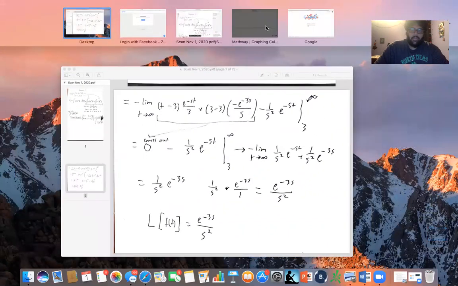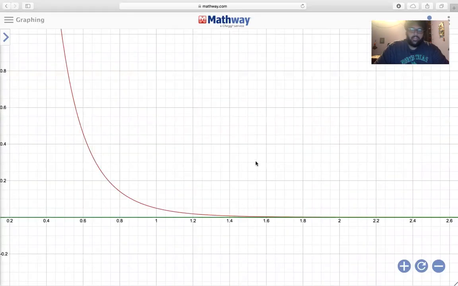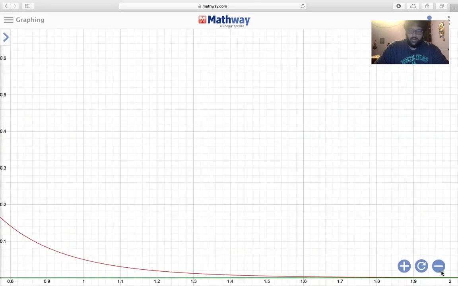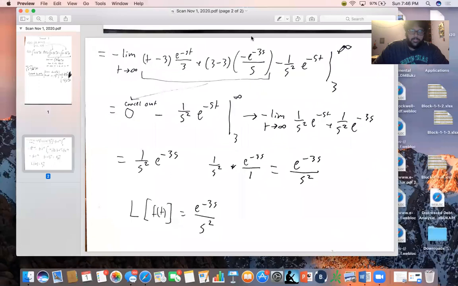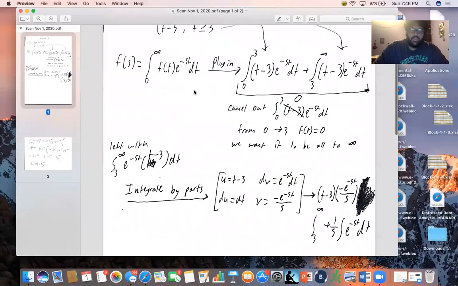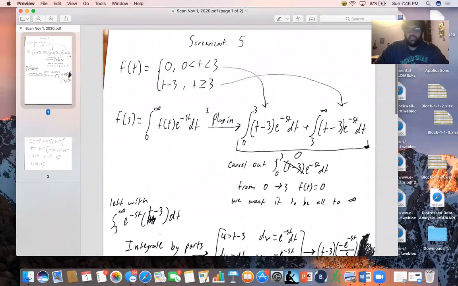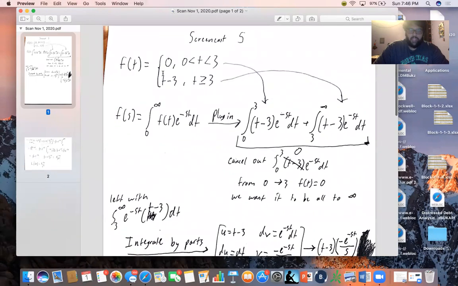And for the graph, the green and blue lines represent the piecewise function, and the red line represents your Laplace transformation. I hope this was helpful, and gave you a general idea of the steps you're supposed to take when solving a Laplace transformation of a piecewise function.